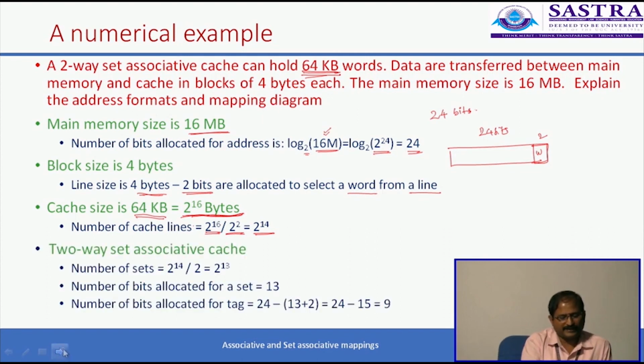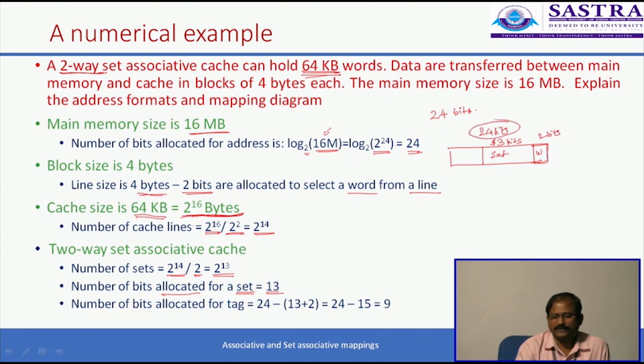2 lines per set, that one is given here, right? 2-way set associative mapping. So 2 lines per set. So how many sets are possible? 2 power 14 by 2, 2 power 13 sets are available. Number of bits allocated for a set is 13. So next field is this one, 13 bits are allocated for set.